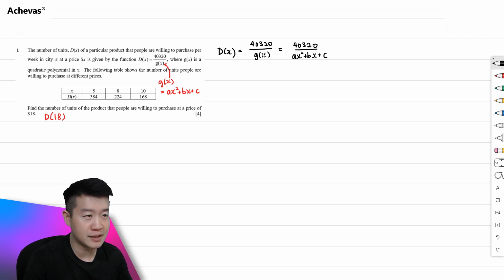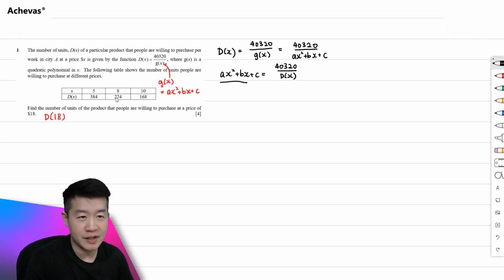So g(x), I'm replacing by a quadratic expression. Since this is going to be solved as a system of linear equations question, let's bring this up to see this as ax squared plus bx plus c, which is equal to 40320 divided by d(x). And when x is equal to 5, d(5) is 384.